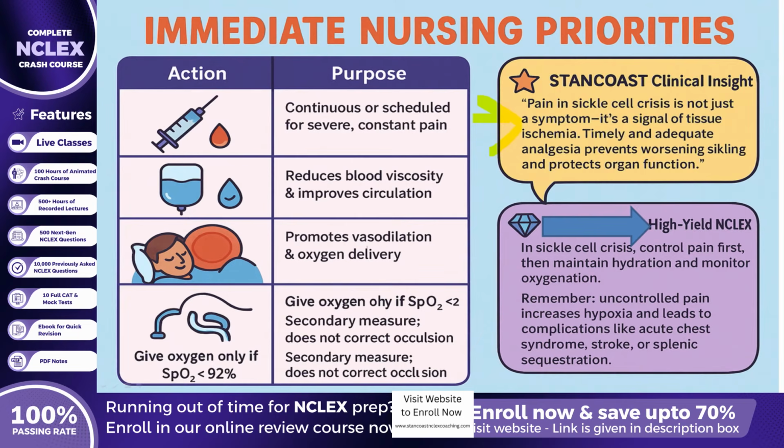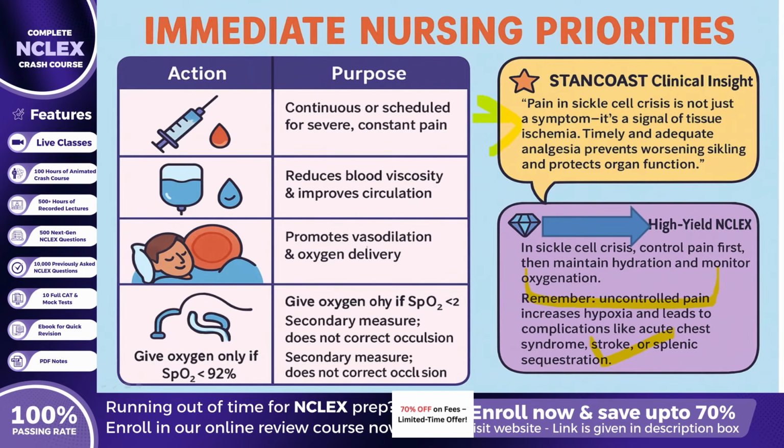And moving on to the Stand Coast high-yield NCLEX Pearl. To conclude this concept, always remember that in a sickle cell crisis, pain management and oxygenation work together to restore balance. But the nurse must first prioritize pain control. Uncontrolled pain exacerbates hypoxia through vasoconstriction and increased metabolic demand. The rule of thumb is simple. Treat pain early, maintain hydration, and closely monitor for life-threatening complications like acute chest syndrome, stroke, or splenic sequestration.